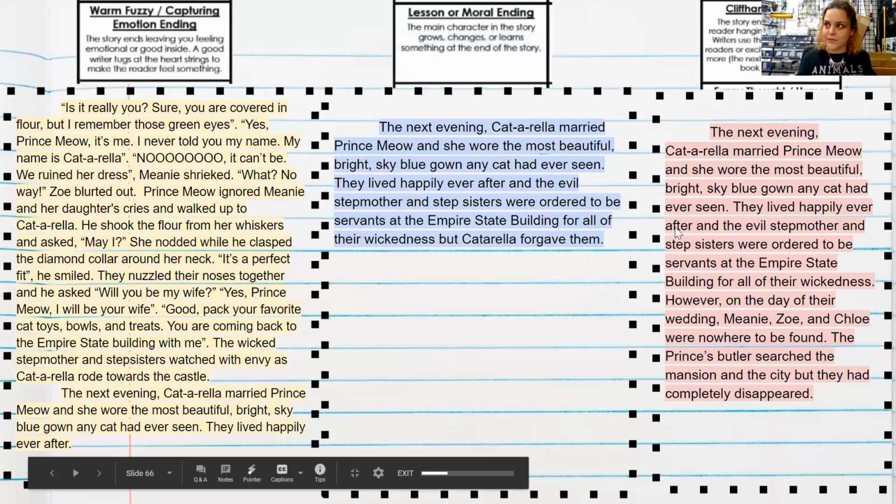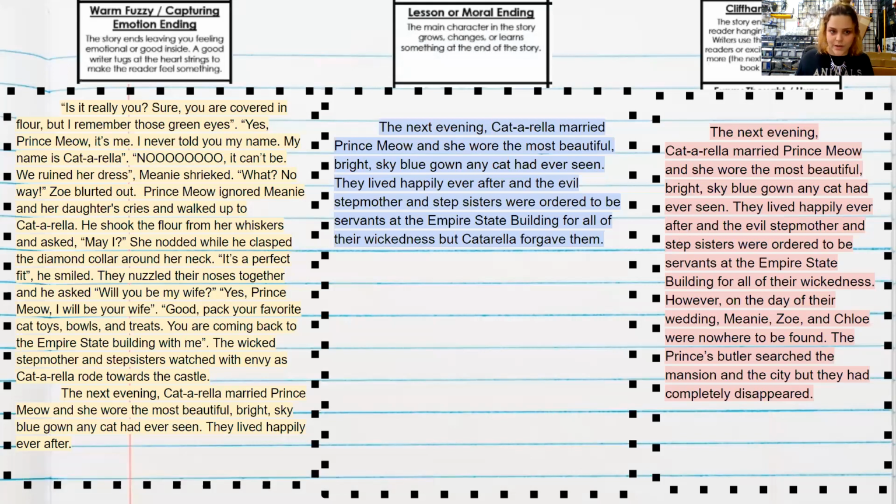Is it really you? Sure, you're covered in flour, but I remember those green eyes. Yes, Prince Meow, it's me. I never told you my name. My name is Catarella. No, it can't be. We ruined her dress, Meanie shrieked. What? No way, Zoe blurted out.